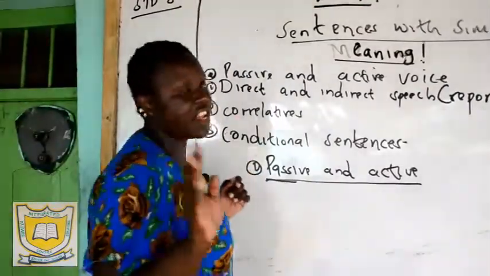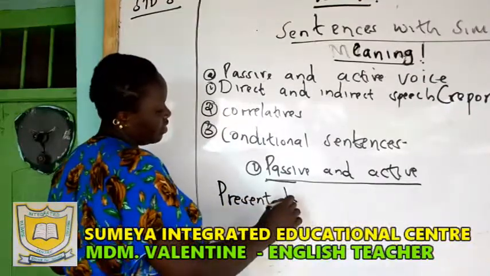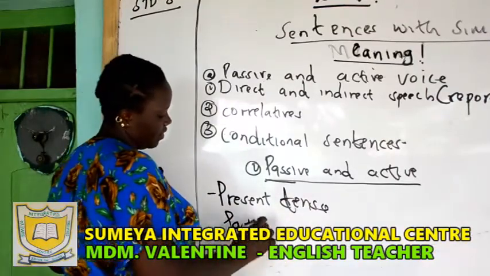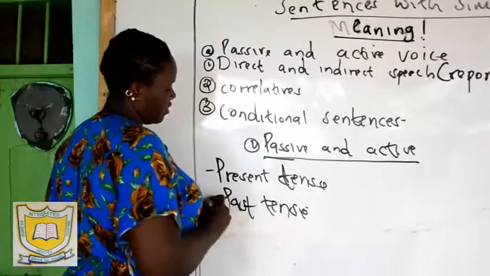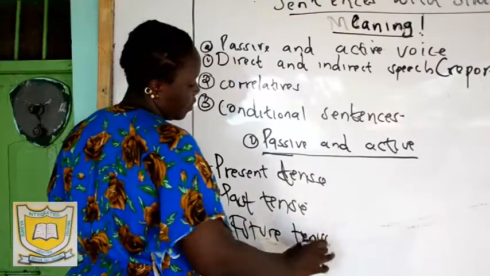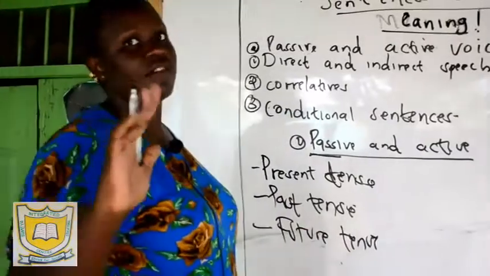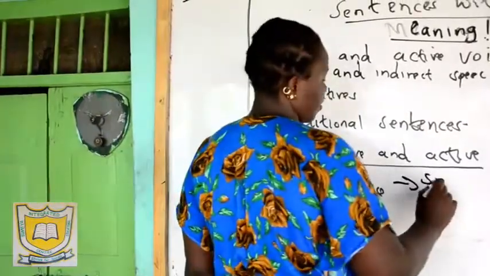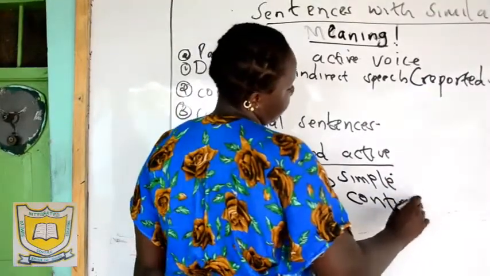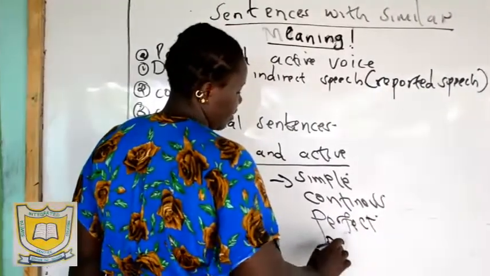And we have tenses. We say tenses are divided into three. Number one, we have the present tense. And then we have the past tense. And then we have the future tense. Each tense is further subdivided into four groups. So you have what we call the simple, the continuous, the perfect, and then the perfect continuous.